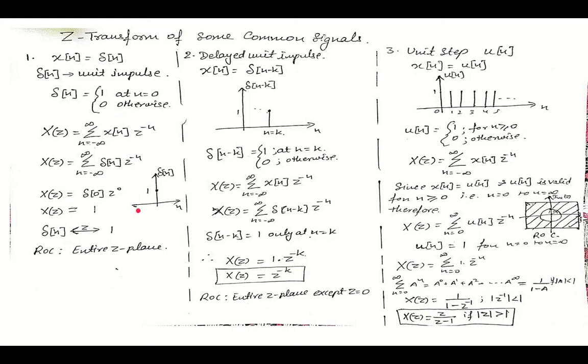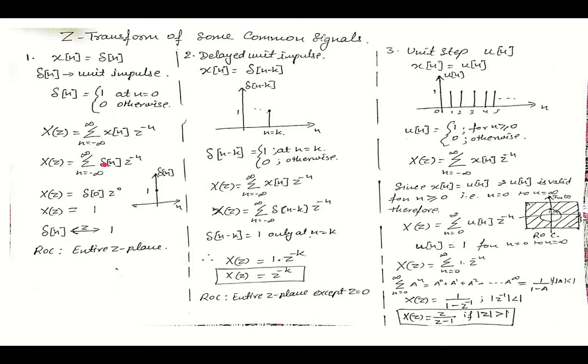We can see from the graph that the value of δ[n] is equal to 1 at n equal to 0 and it doesn't have any other value on the axis. Then if we put it in the equation of Z transform, that is X(z) equal to sigma n equal to minus infinity to plus infinity x[n] into z to the power minus n, instead of x[n] I can put δ[n] over here.